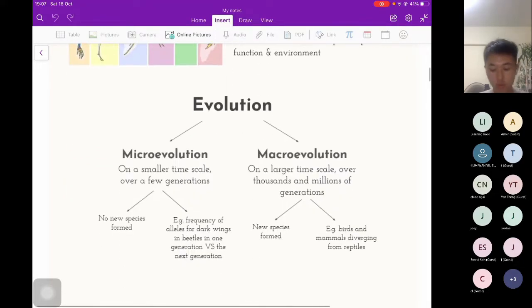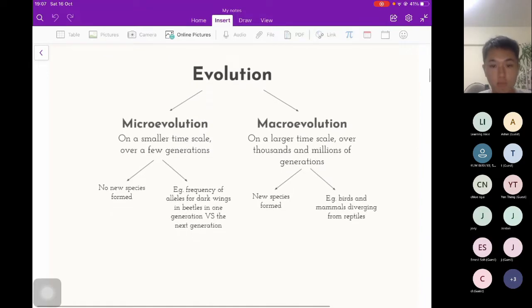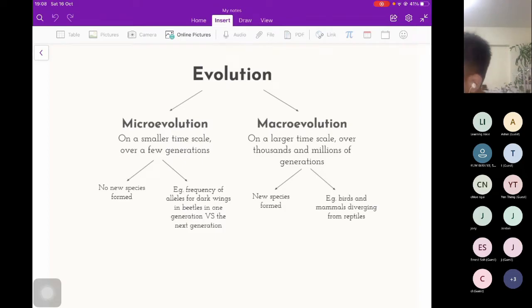Evolution can be split into two very big ideas, which are microevolution and macroevolution. People sometimes struggle with the difference between these two. The only difference between these two is time. When evolution occurs on a smaller time scale, just a few generations, microevolution occurs. The result of microevolution is that no new species are formed, but there is a change in allele frequency, just a very small, barely noticeable change.